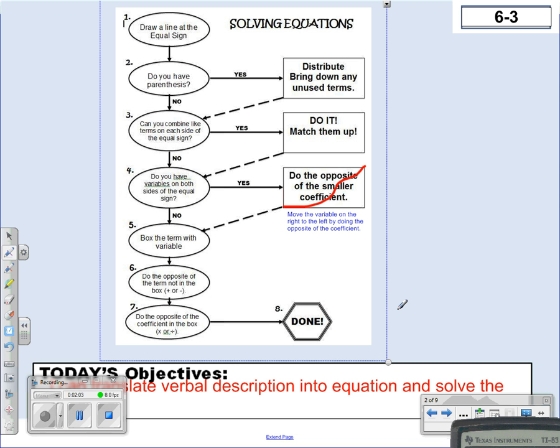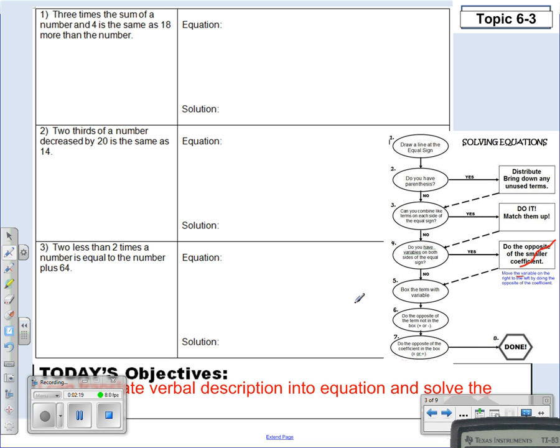Before we continue on, you need to get out your flowchart on solving equations. It may also be helpful to get out your vocabulary sheet that we use in order to translate verbal expressions into mathematical expressions. The difference between what we've done in the past is before we've just written expressions. Now we're going to write equations, meaning we're going to have an equal sign, and we're also going to actually solve them. So the first thing we want to do is find the words that mean equal.